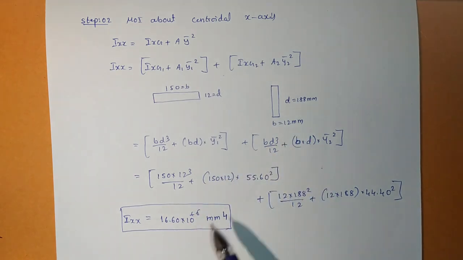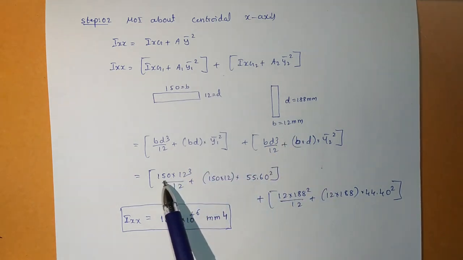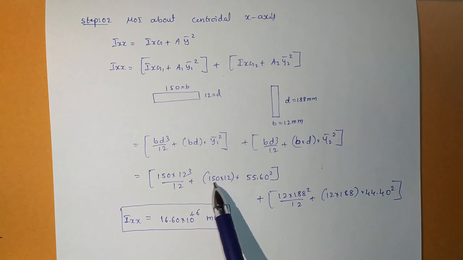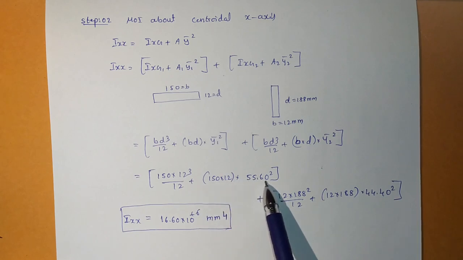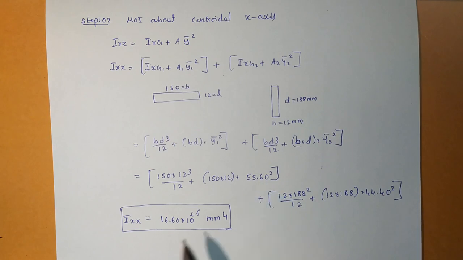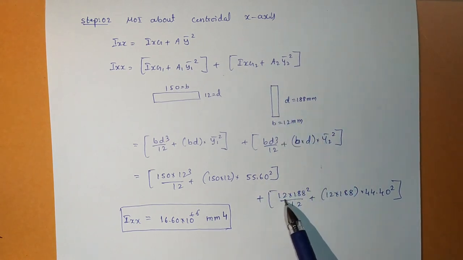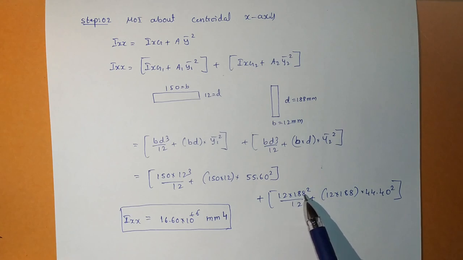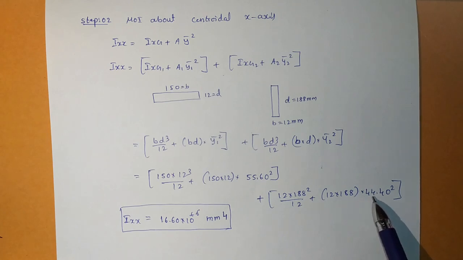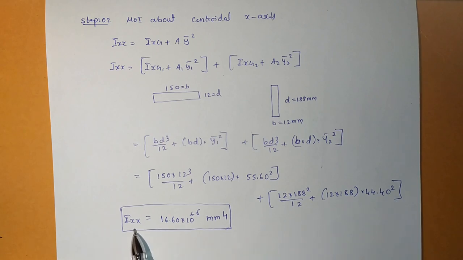Now 150 into 12 cube by 12 plus 150 into 12 into, this is the value of y1 bar. Similarly, we have to substitute for this cross section: 12 into 188 cube by 12 plus 12 into 188 into 44.40. This is the value of y2 bar. This is the final value of Ixx, 16.60 into 10 power 6 millimeter to the power of 4.